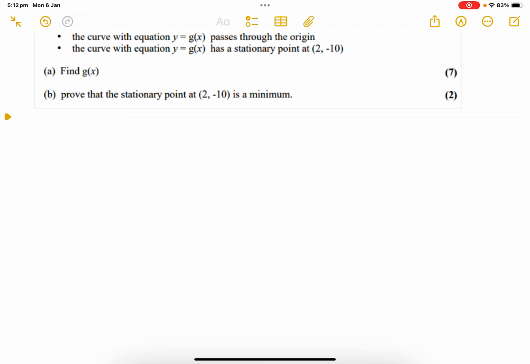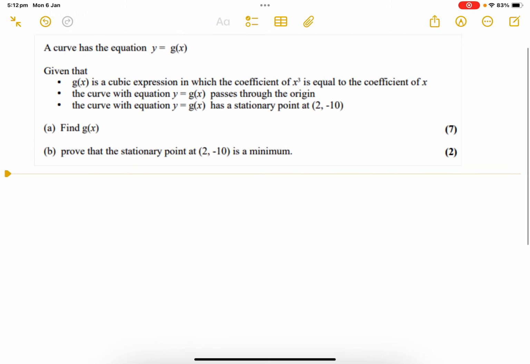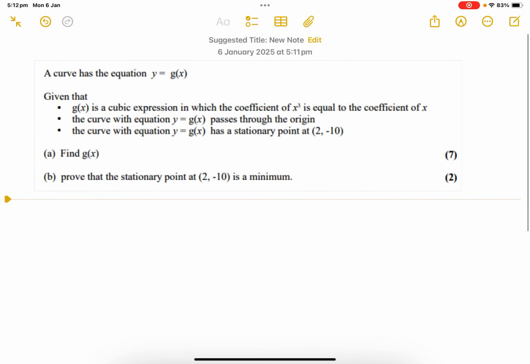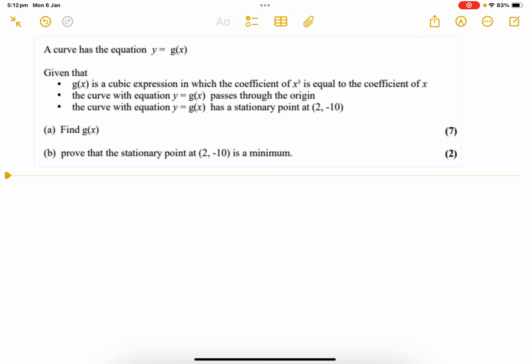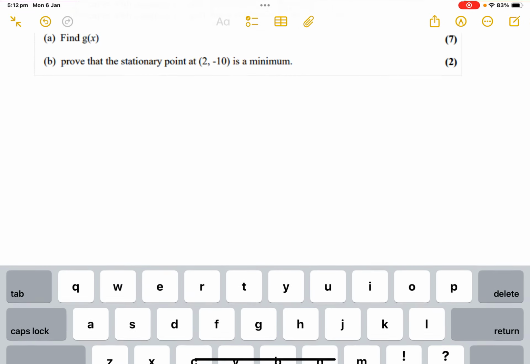Past paper question on differentiation. Question: a curve has the equation y equals g(x), given that g(x) is a cubic expression. So we'll stop it there and then establish where we are going.